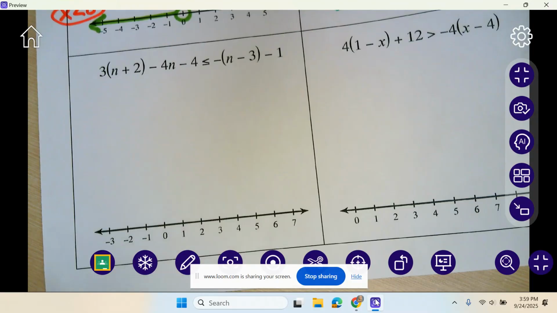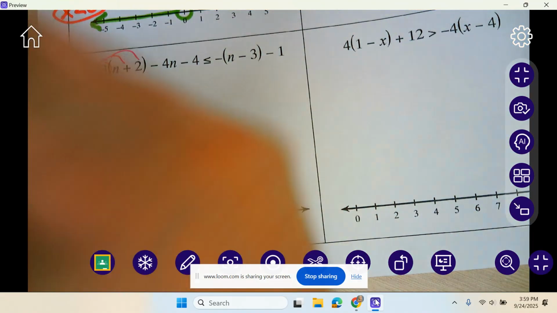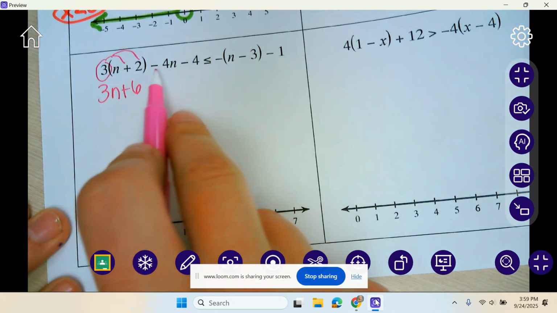All right, so another problem with distribution. So we're going to take our 3 and distribute that. So we have 3n plus 6, and then this stays the same.